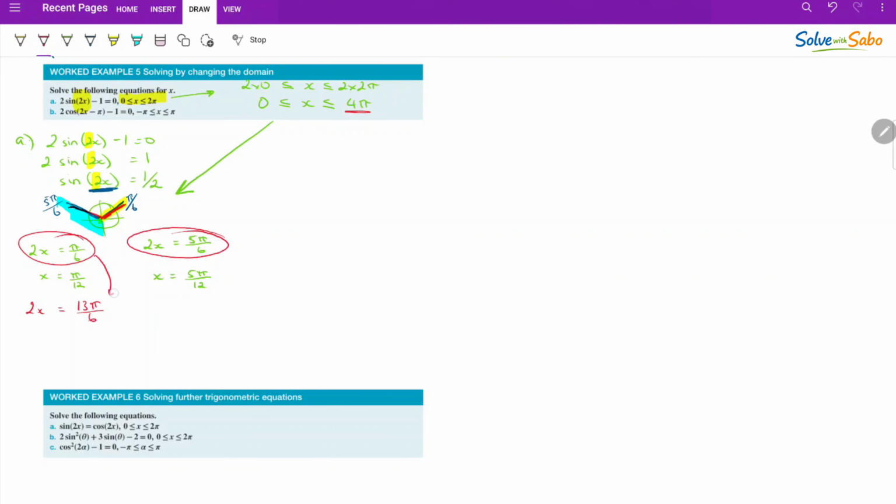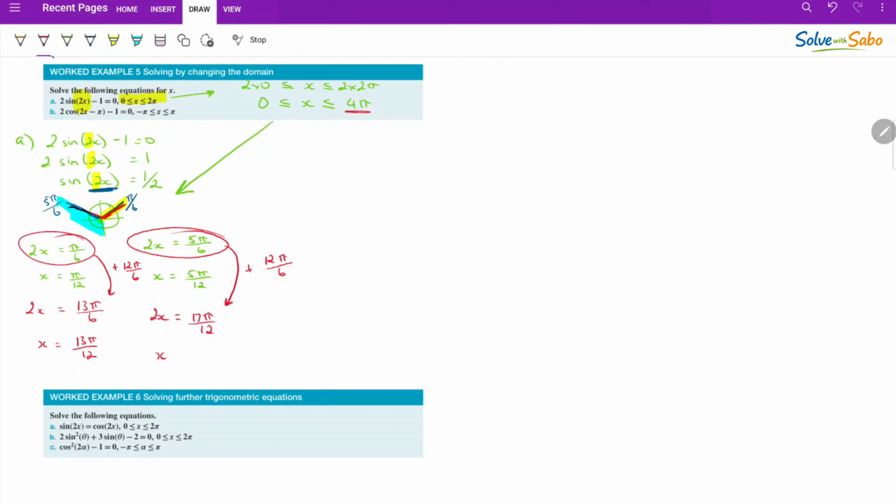All I did is I took this number and added a full revolution, which is 2 pi, which is 12 pi on 6, and I added that. So that means x is equal to 13 pi on 12. Let's do the same thing below. I've got 5 pi on 6, and I'm going to add a full revolution using the denomination of pi on 6. So 2x is equal to 17 pi on 6.